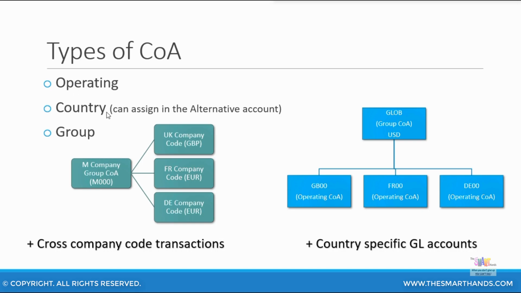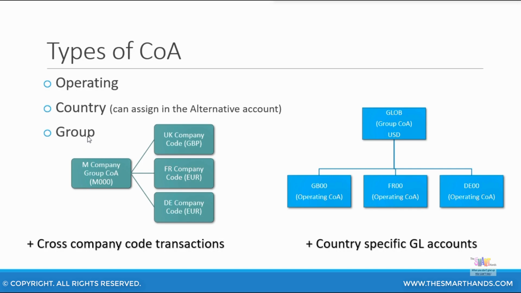This country chart of accounts, what it does is that if your operating chart of accounts does not satisfy your needs, you can create another alternative chart of accounts called country chart of accounts. But this is rarely used, so we'll just stick to our standard operating chart of accounts. Then another commonly used chart of accounts is called group chart of accounts.